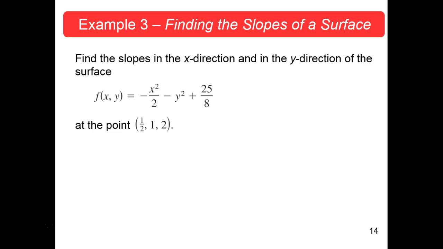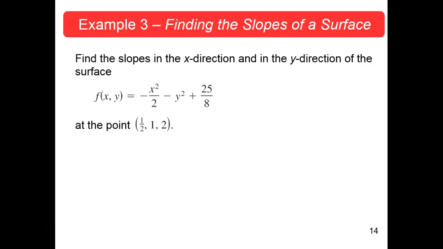Yeah, 9/8. And that would be minus 9/8 plus 25/8. So minus times 25 is 16. 16/8 is 2. Yes, that point is on the curve. Wanted to make sure of that. Okay? So we want the slopes of this curve, this surface actually, in the x direction and in the y direction of the surface of that.